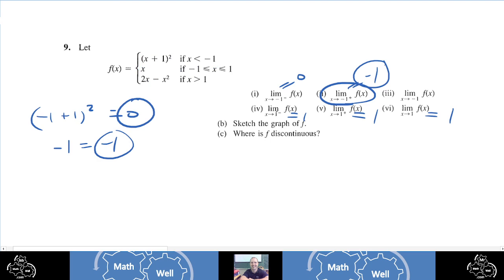Likewise, 4, 5, and 6 here. So +1 from the left, okay, where's +1? Oh, this is on the left side of +1 right here. So there you go. That's 1 equals 1. And from the right side, just to the right of 1, that's this domain. So I plug 1 in there. 2 times 1 minus 1 squared. That's 1, 2.